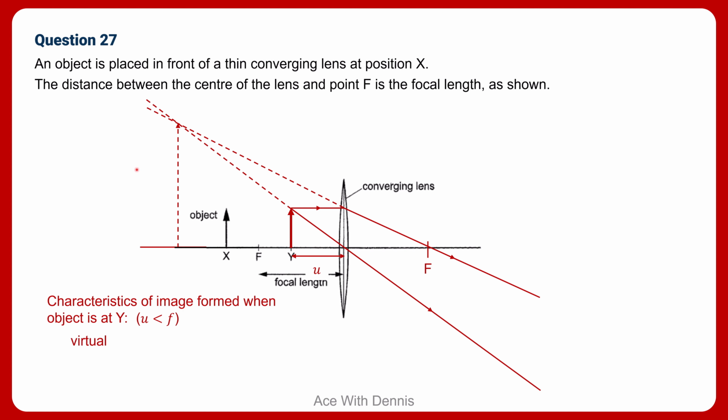The first point is it is virtual, because this image does not exist, which means that if I place a screen here, I can't form any image here. Next, it is upright. The object is pointing up, the image is also pointing up, so hence it is upright. Next, it is magnified. The size of the image is larger than the size of the object. And the image is also behind the object.